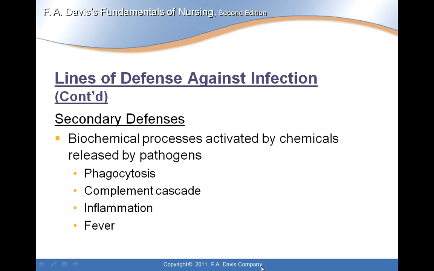The complement cascade is its complements C1 through C9. And so what happens when the complement cascade is activated is that it results in the lysis of bacteria. So again, breaking down bacteria. Then we have the inflammatory process, or inflammation.